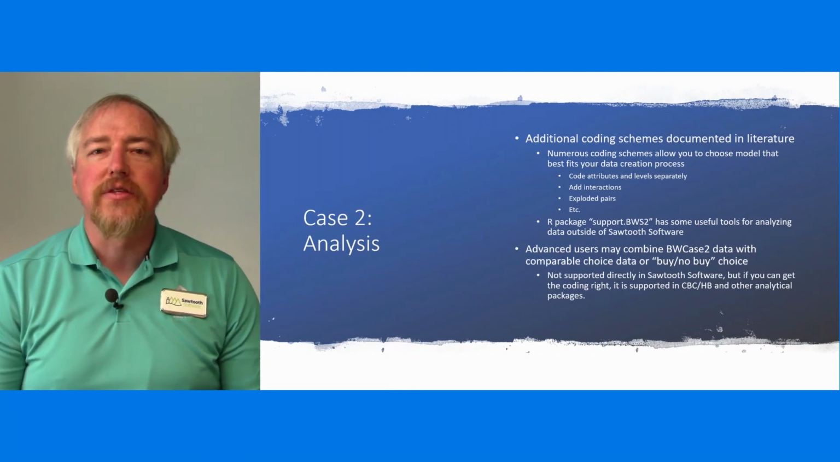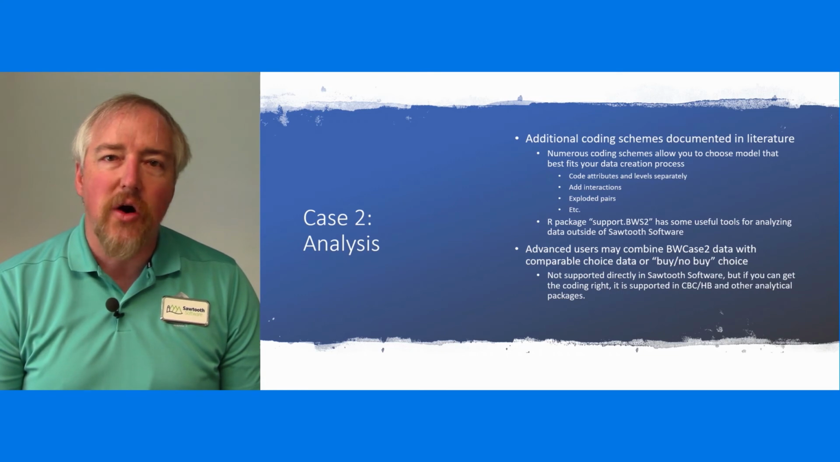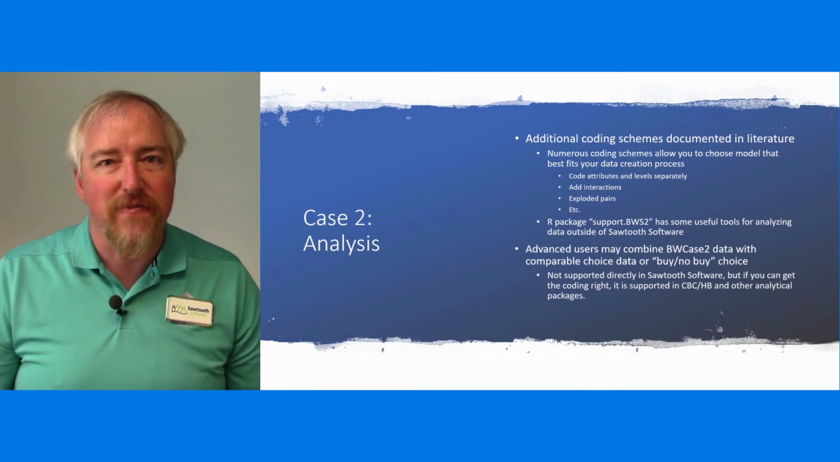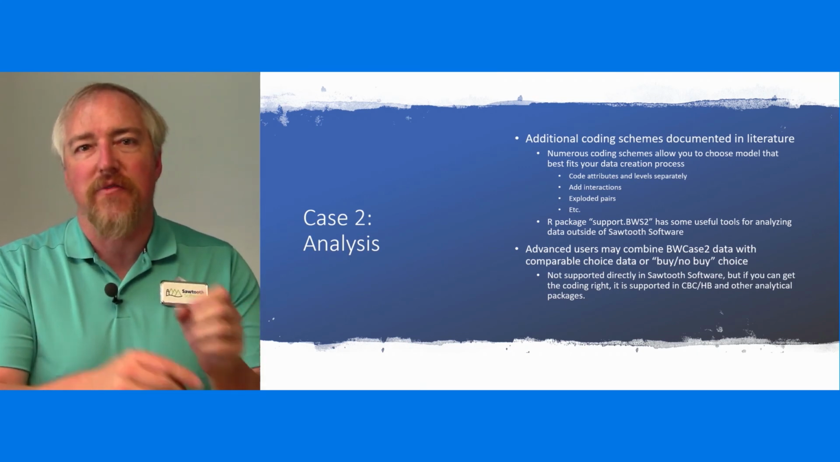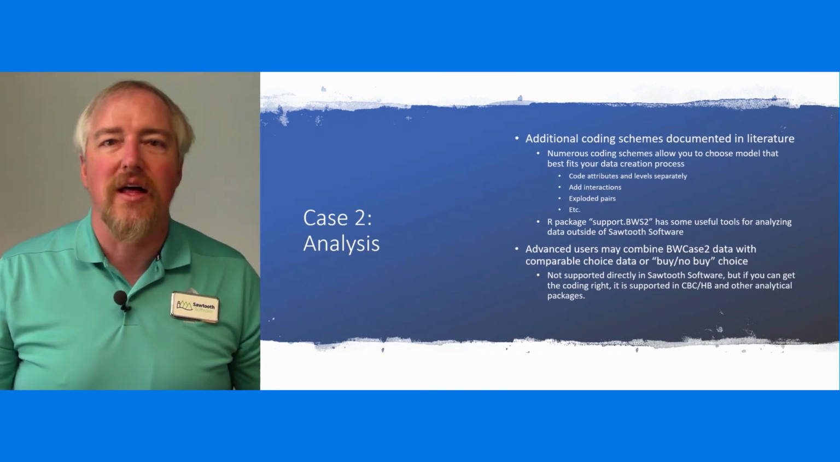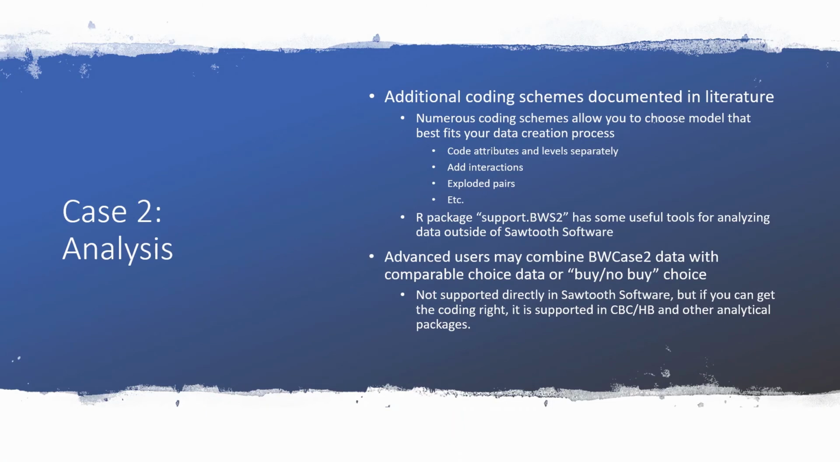Okay. If you want to do one of these other methods, there's a lot of literature out there that talks about different ways that you can analyze case two data. There's numerous coding schemes where you can separate out the effects. You can do dummy coding and effects coding, and you can code the attributes separate from the levels. You can drop different reference levels to get different types of models out. Again, I'm not going to talk about those different types of models. Just know that they're out there. If you want to find out more information about them, a good place to start is an R package called support.bws2, and there's a great technical paper that's included with that.